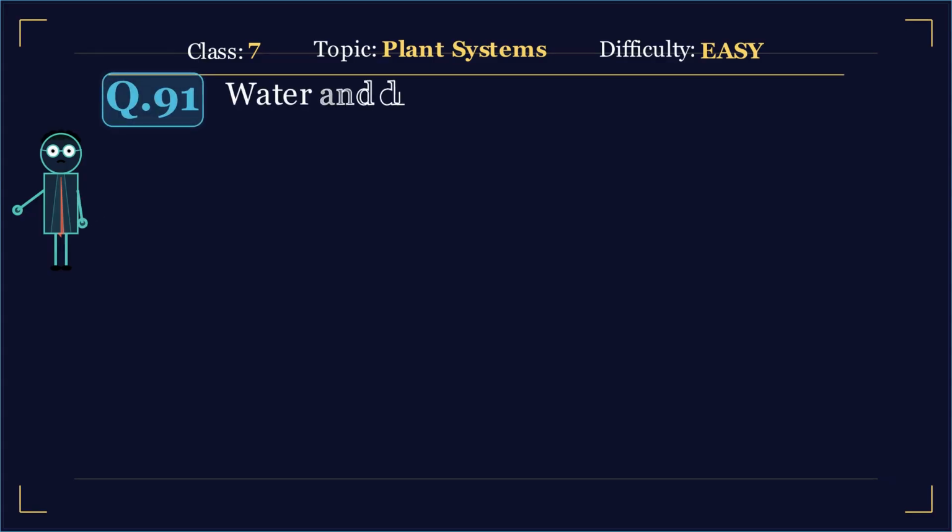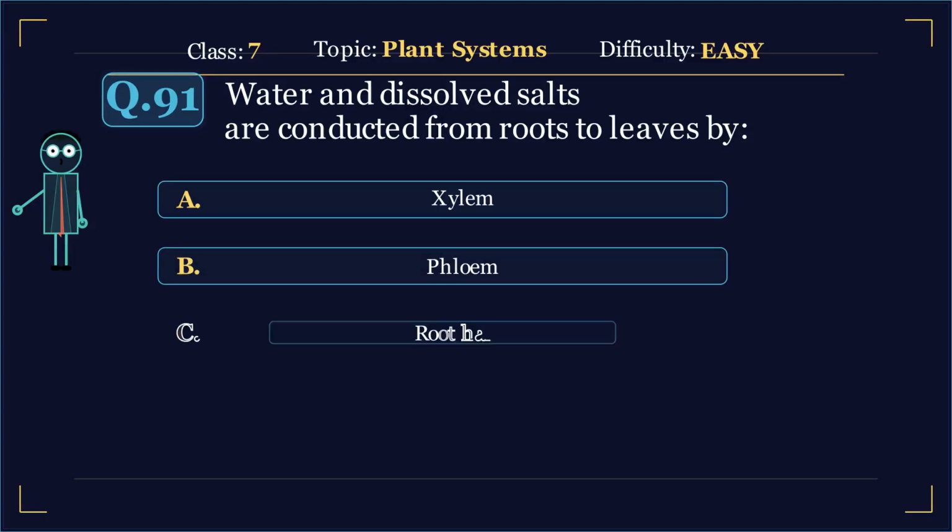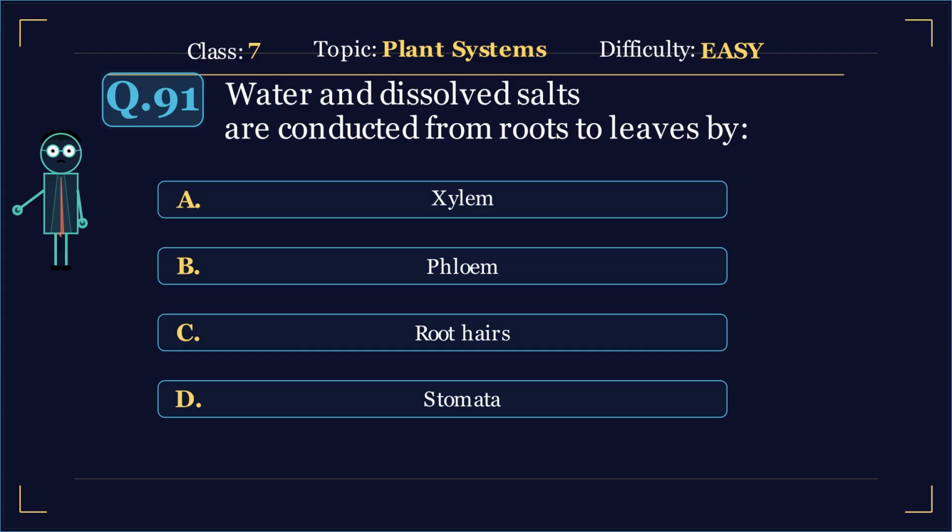Question 91. Water and dissolved salts are conducted from roots to leaves by: Option A, xylem. Option B, phloem. Option C, root hairs. Option D, stomata. The correct answer is option A.